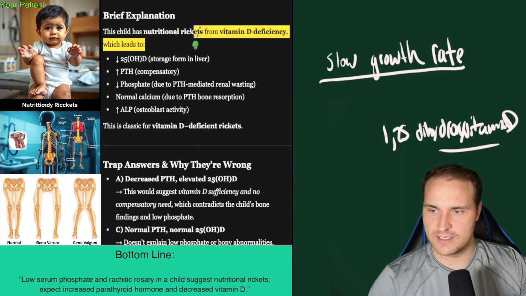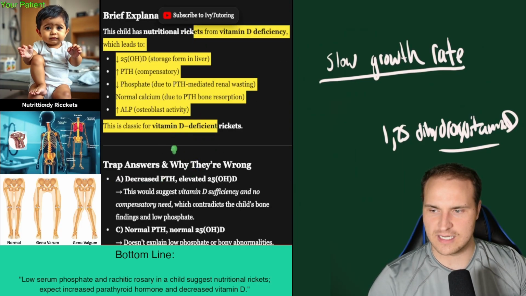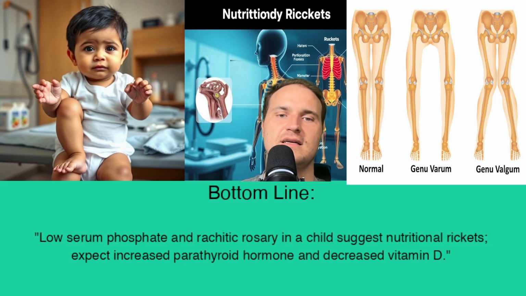All right, so here's the explanation. Here's kind of the mechanism we more or less outlined. So low serum phosphate and a nice little kiddo here is nutritional rickets. You can see what it looks like over here on this side of the screen where my face is pointing. And you can expect an increased parathyroid hormone and decreased vitamin D.